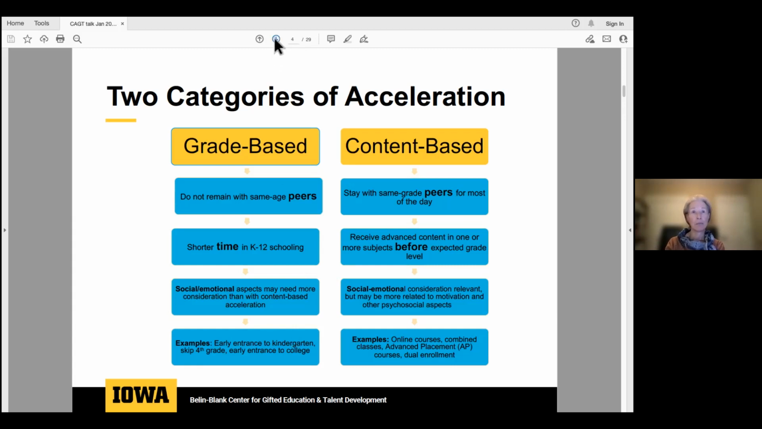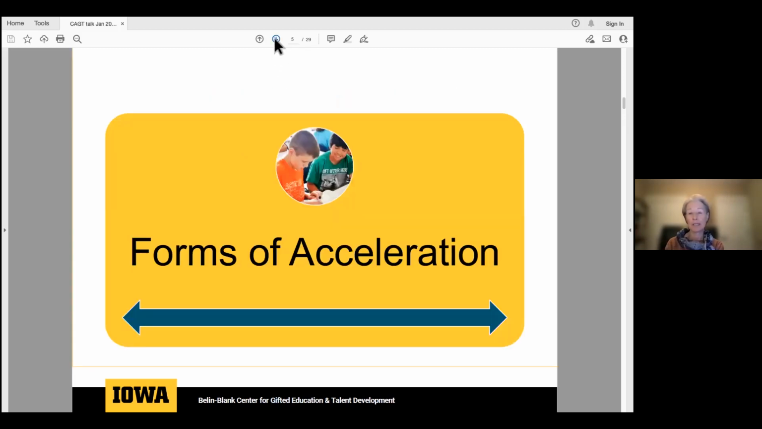Now, one thing to keep in mind is that these forms of acceleration are not mutually exclusive. You can have one or more of the forms happening throughout a student's academic career, and it's not that uncommon.